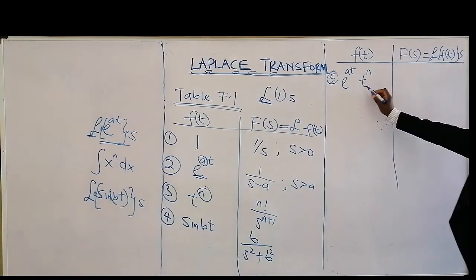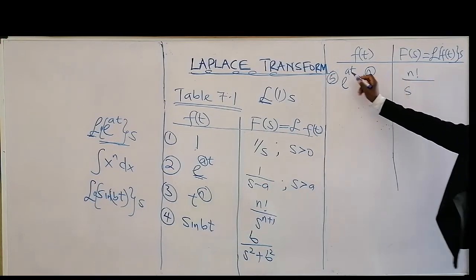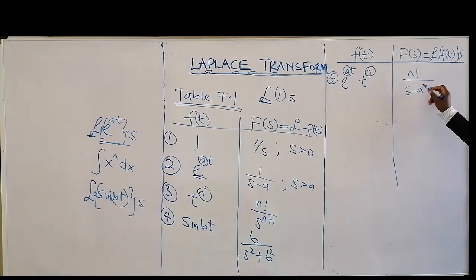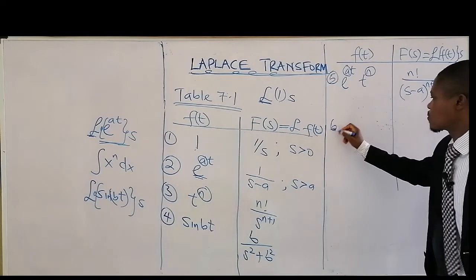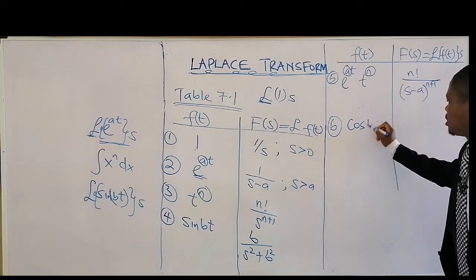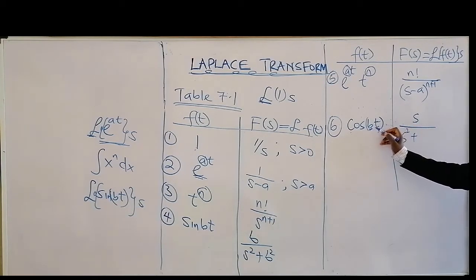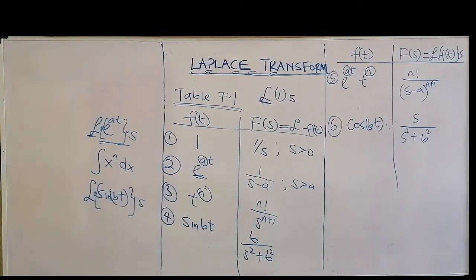The fifth one is a combination of exponential and this one. In this case, it's very simple. It's going to be n factorial over s minus a, the attachment to t, then to power n plus 1. Then the sixth one, Laplace of cos bt. This will be s over s squared plus the attachment to your t, b squared.